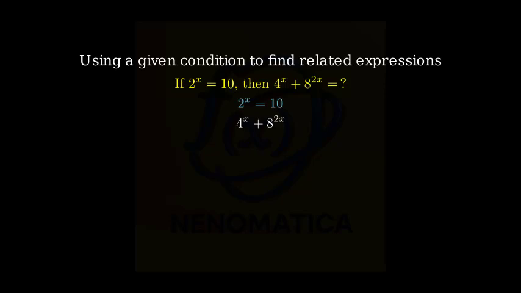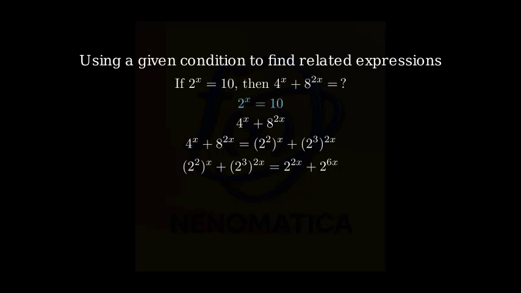The key to solving this problem is to rewrite 4 and 8 in terms of powers of 2. We know that 4 equals 2 squared and 8 equals 2 cubed. Now we can use the power of a power rule, which states that a to the power of m, all raised to the power of n, equals a to the power of m times n. Applying this rule, we get 2 to the power of 2x plus 2 to the power of 6x.